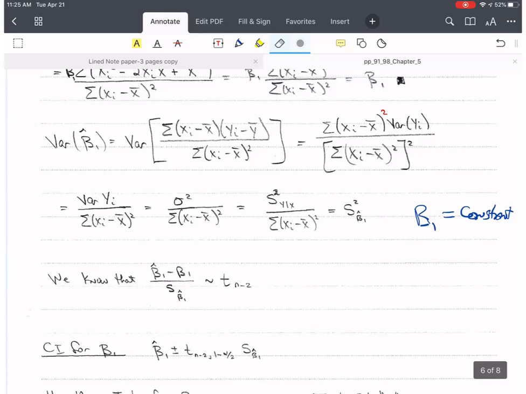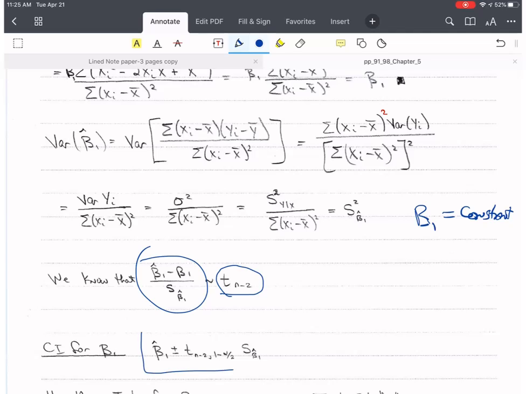It turns out from what we've learned, we should know beta 1 hat minus beta 1 divided by s sub beta 1 hat is a t distribution with n minus 2 degrees of freedom. So we can now use our formula for a confidence interval for beta 1, which is beta 1 hat plus or minus t n minus 2, and should not be 1 minus alpha 2. I'm sorry, it should just be alpha 2. This is t n minus 2 alpha over 2 s sub beta 1 hat.